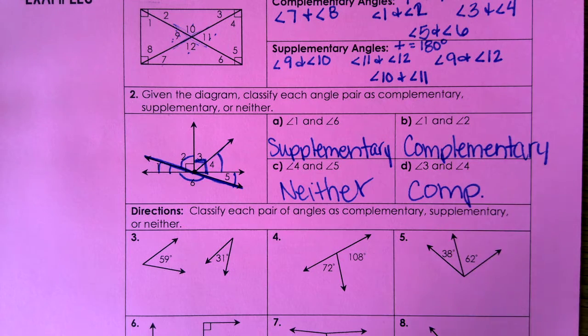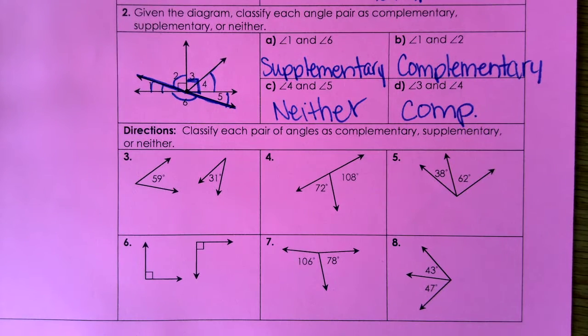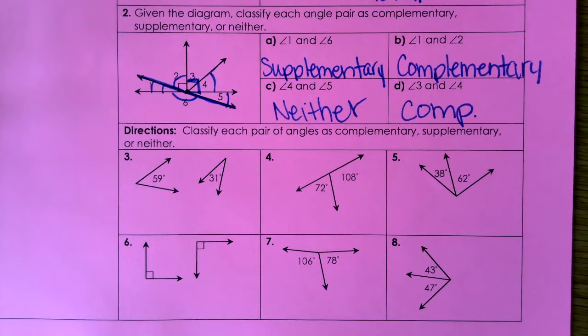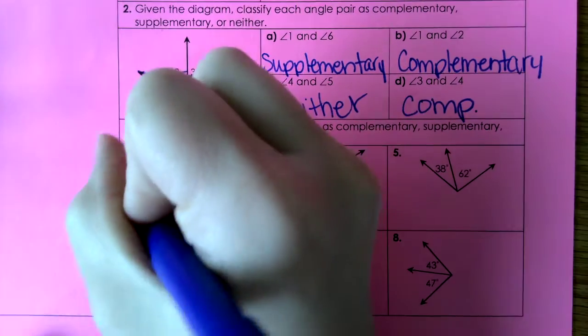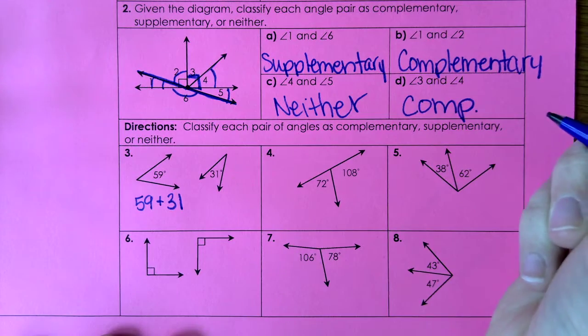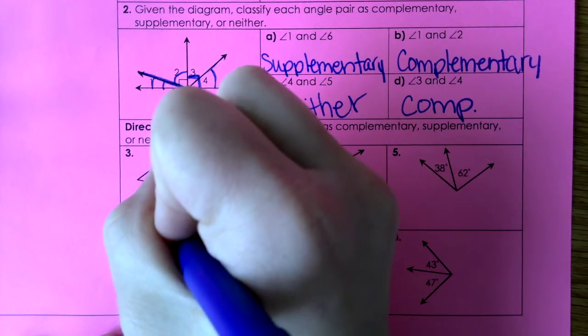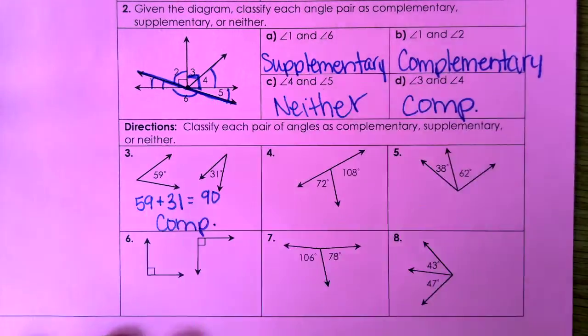Okay, so now they're going to give us 2 angles and we need to identify the angles as complementary, supplementary, or neither. So what do I need to do with these 2 angles? Add them together. I don't have to line them up. I just have to take their 2 angle measures and add them together. So I'm going to take 59 plus 31. And what does that give me? 90. So what kind of angle do we have here? They're complementary.